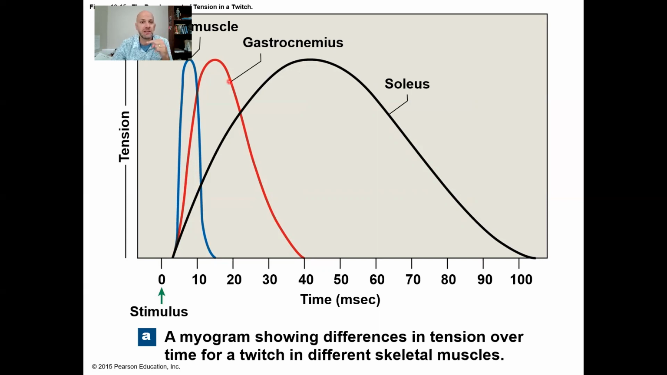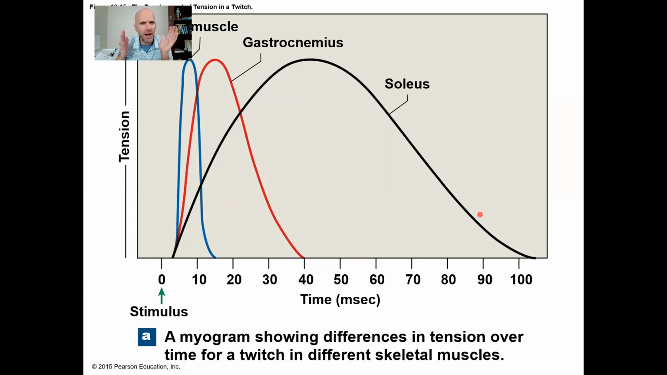The gastrocnemius is pretty fast for a big skeletal muscle. So that's your calf muscle. And your soleus is more of a walking muscle. It's also on your calf, but its twitch is much longer. It's a more protracted twitch. And so all this to say is different muscles will have different twitch.